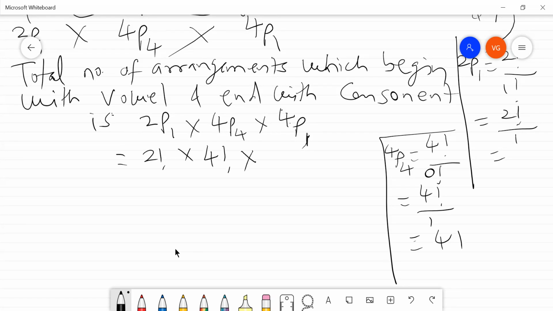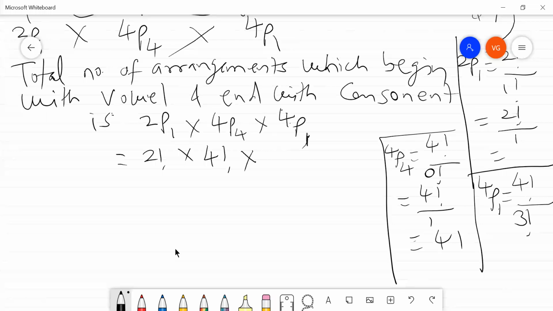What is 4P1? 4P1 is 4 factorial divided by 4 minus 1, that is 3 factorial. So it is 4 into 3 into 2 into 1, and 3 factorial is 3 into 2 into 1. This and this will get cancelled. So this answer is 4.